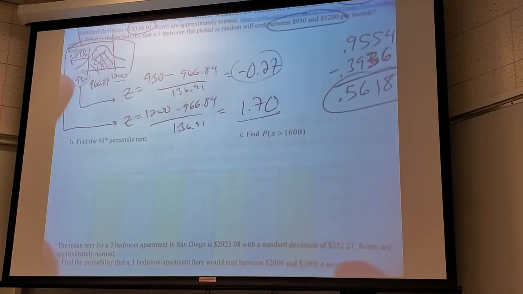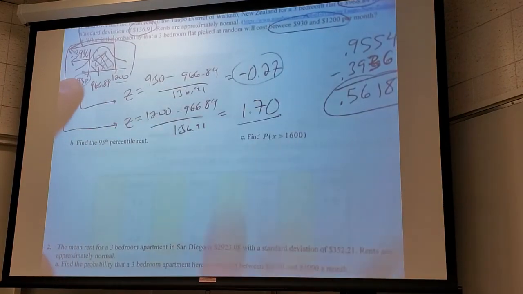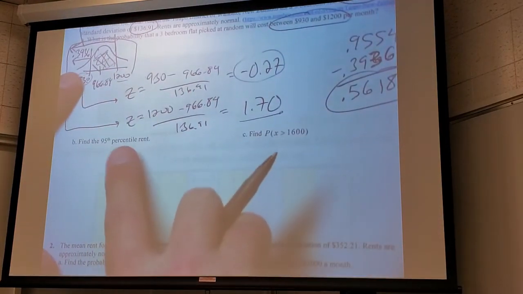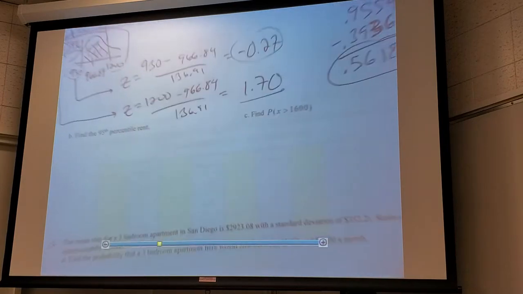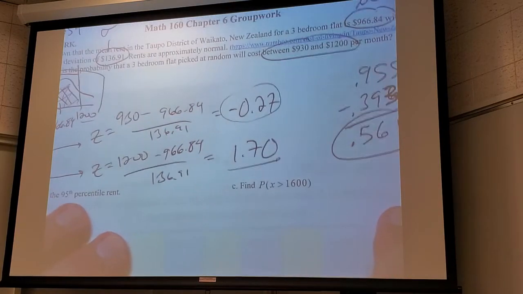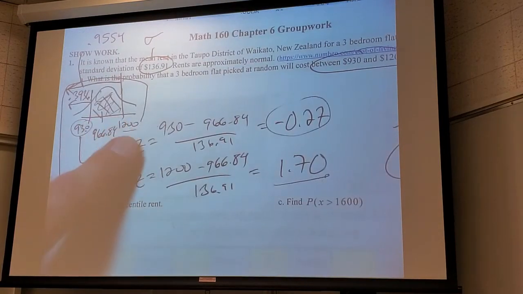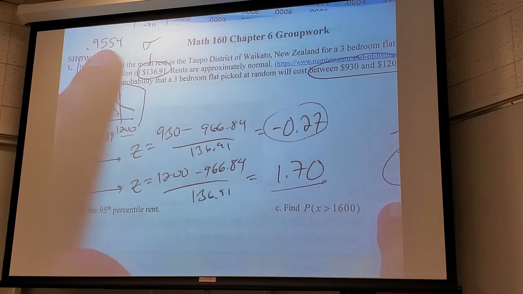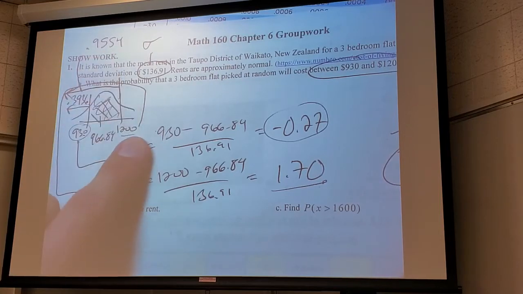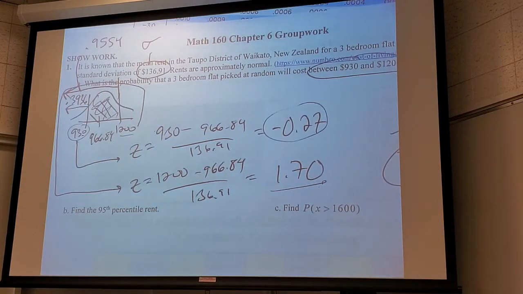Okay. So you guys stopped here. I just keep going. All right. Can somebody tell me real quick? Look at the 1,200. We got 95.54 below it. Isn't $1,200 then in the 95.5 percentile? Because what does percentile mean? The percentage below. So the answer to part B should be very close to $1,200. Do you guys see that?